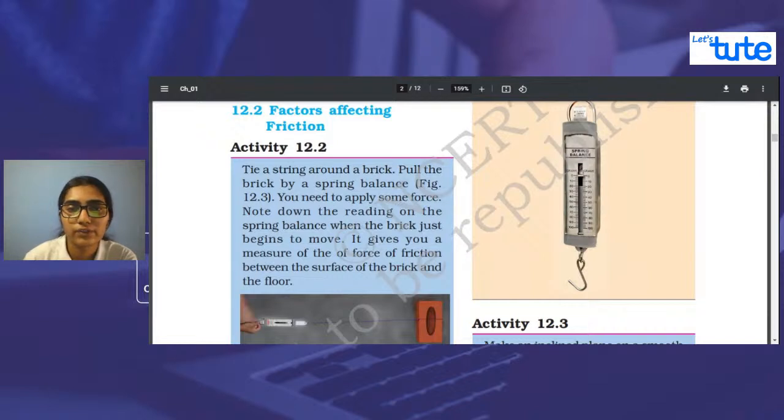So first, factors affecting friction. The biggest thing, please write it down, is the contact surfaces. If the contact surfaces are very rough, think of sandpaper. When you're rubbing it, it's so rough, the friction is so high. So based on the type of surface, the friction is decided. If the surface is very smooth, the friction is very less, and if the surface is very rough, then the friction is also very high.